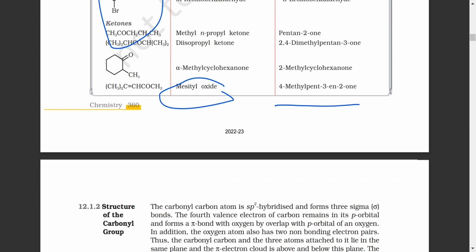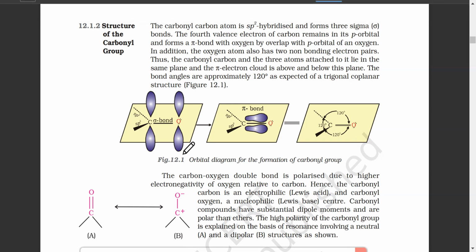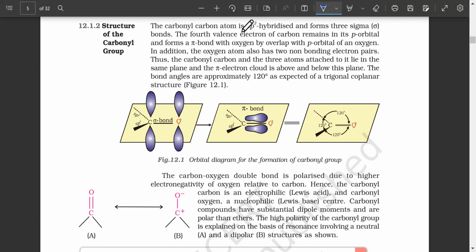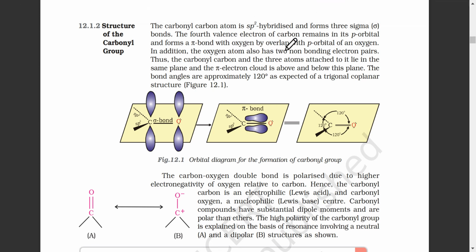Now, moving on, getting on to the structure of the carbonyl group. C double bond O. Fine. C double bond O, one is sigma, another is pi, right? This is something we know already. The carbonyl atom is sp2 hybridized, right? ये जो carbon है ये sp2 है, और double bond है, fine, and it forms 3 sigma bonds, right? 3 sigma. The fourth valence electron of carbon remains in its p orbital and forms a pi bond with oxygen by overlap with p orbital of an oxygen. Fine, there'll be a p-pi overlap of carbon p orbital and oxygen का p orbital, and they'll form parallel overlap में ऐसे they will be forming a pi bond.